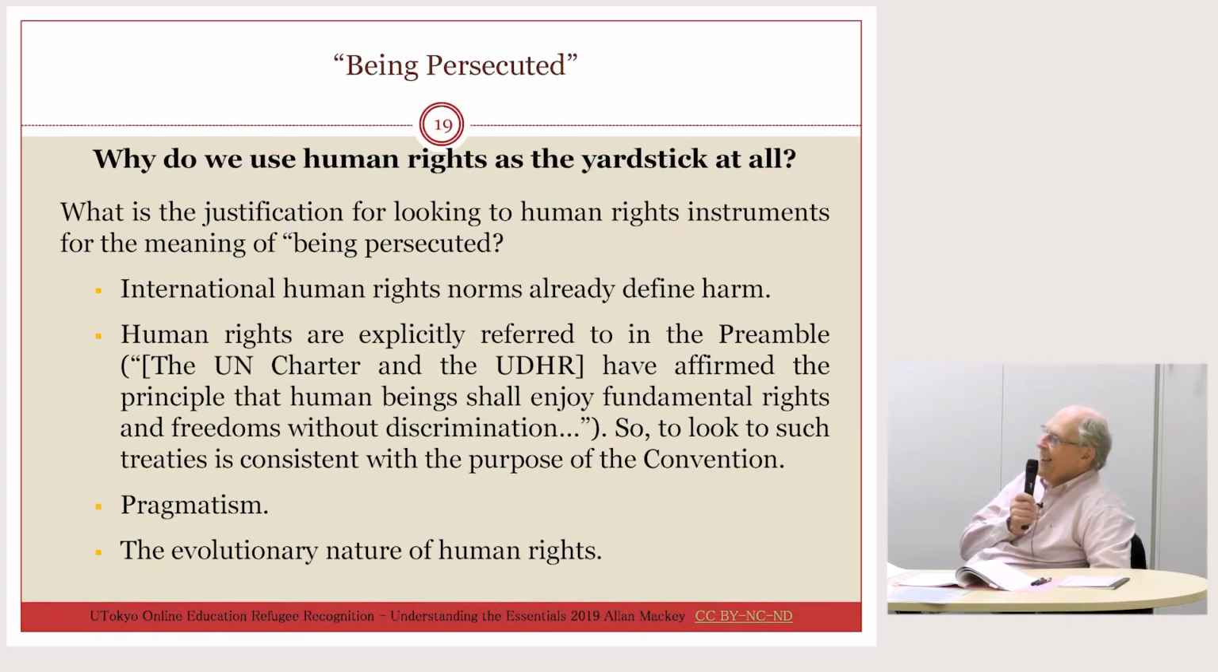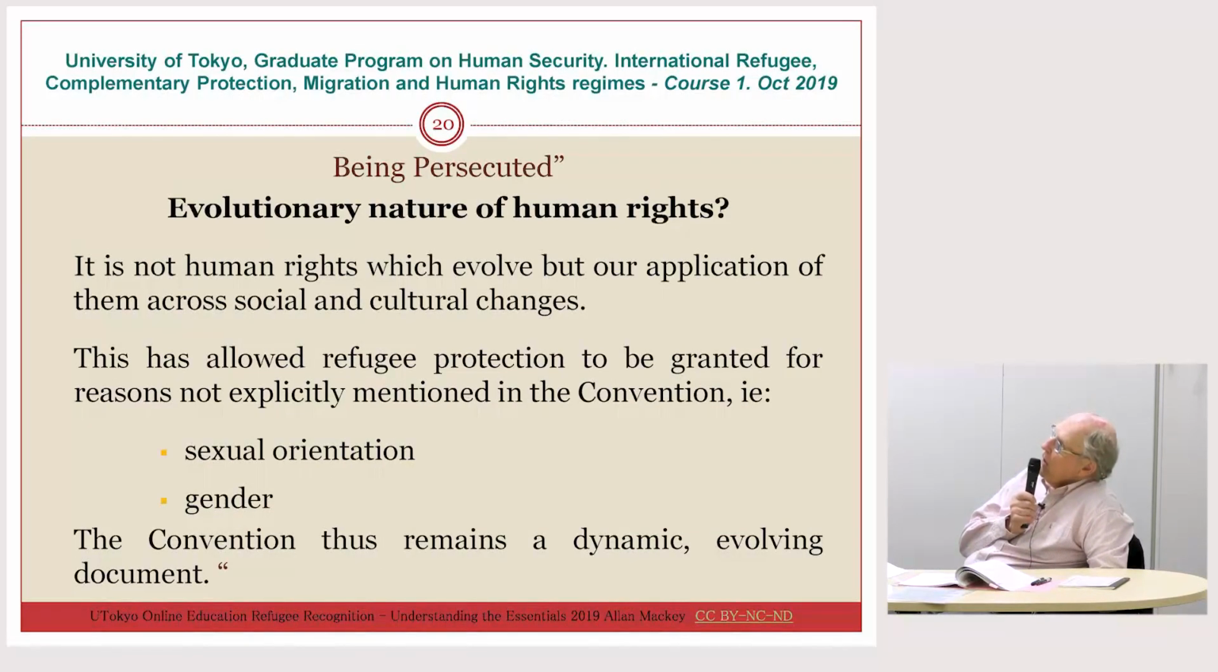And it's pragmatic, which is a good one. It's also the same evolutionary factor: human rights have evolved, as have living instruments, as with the Refugee Convention. So it moves with the times. It is not human rights which evolve, but our application of them across society and cultural changes. This has allowed refugee protection to be granted for reasons not explicitly mentioned in the convention, as I mentioned before, such as sexual orientation and gender. They were never dreamed of, I think, in the 50s as being something that would get protection. So the convention thus remains a dynamic, evolving, living document.